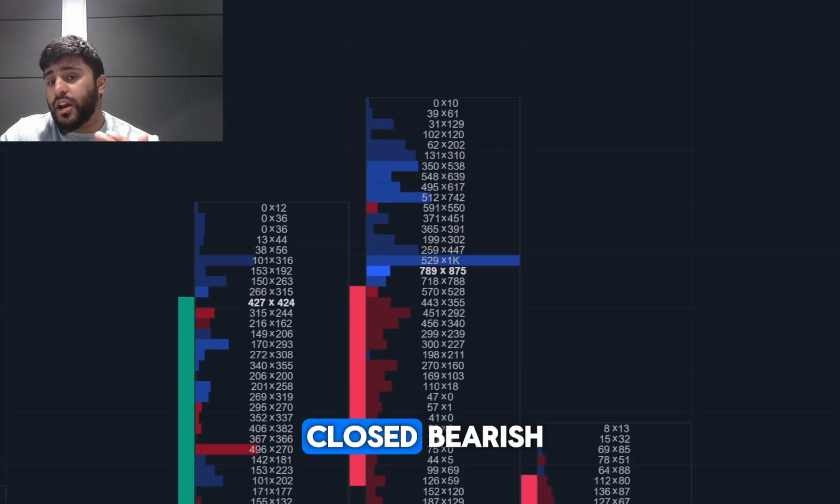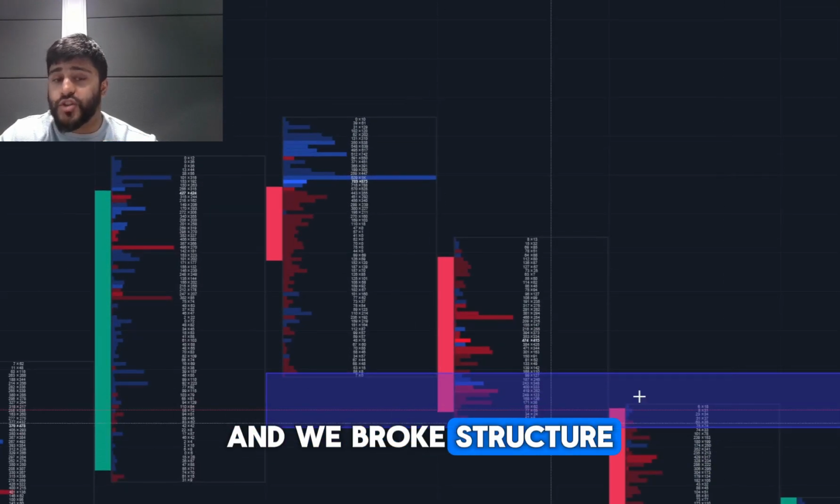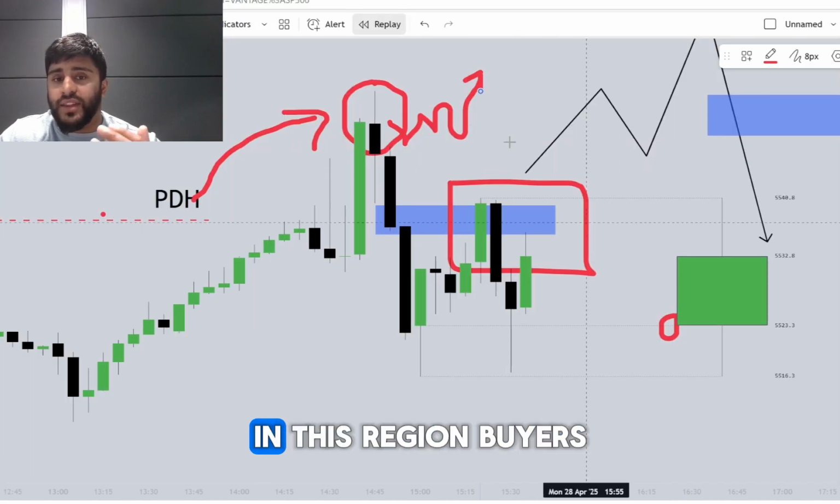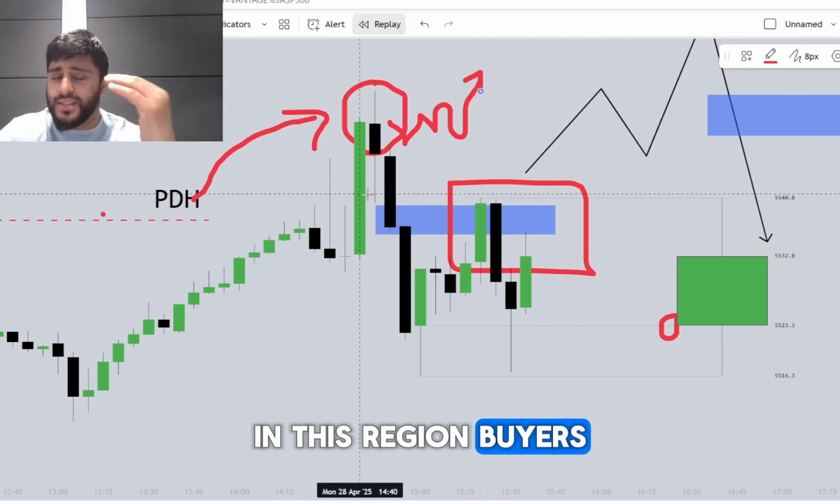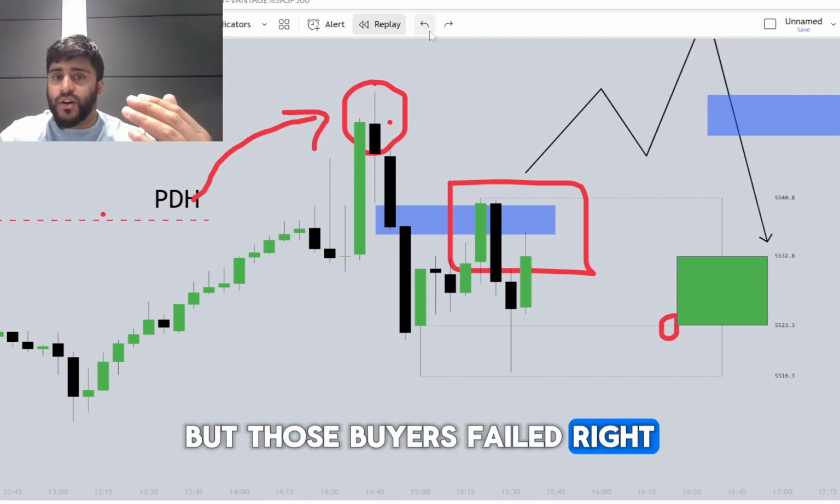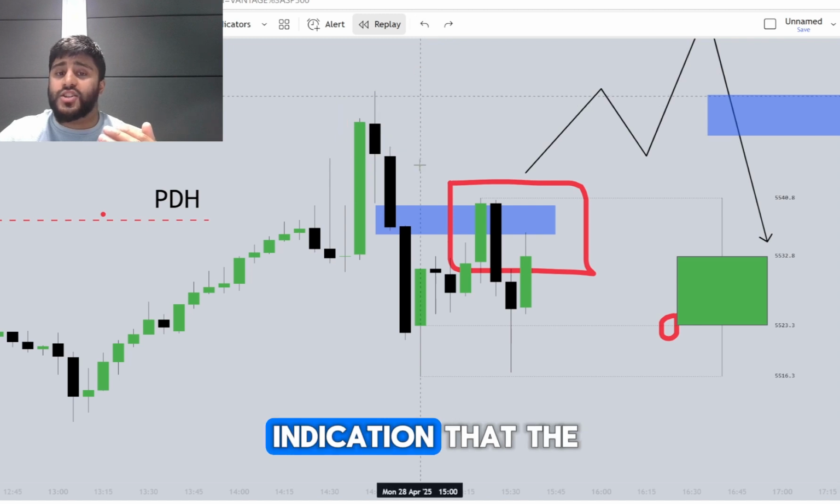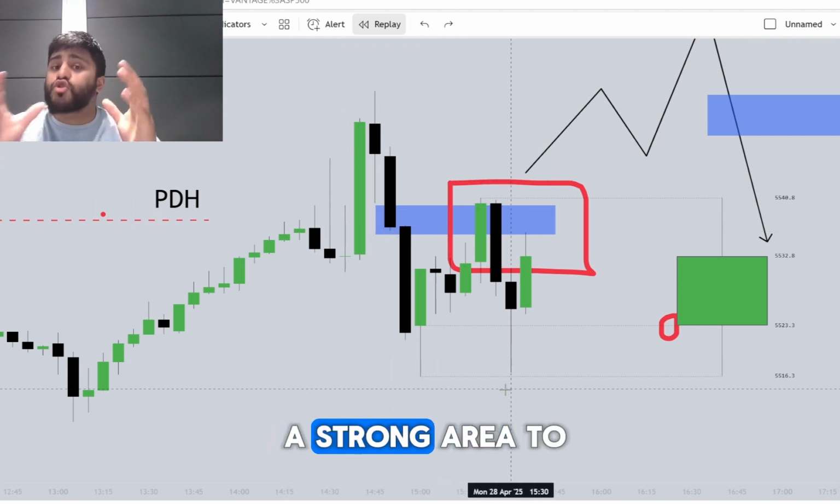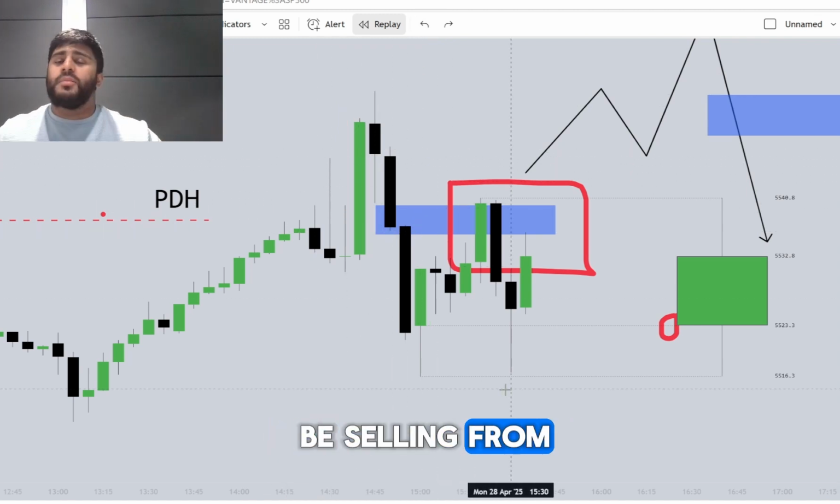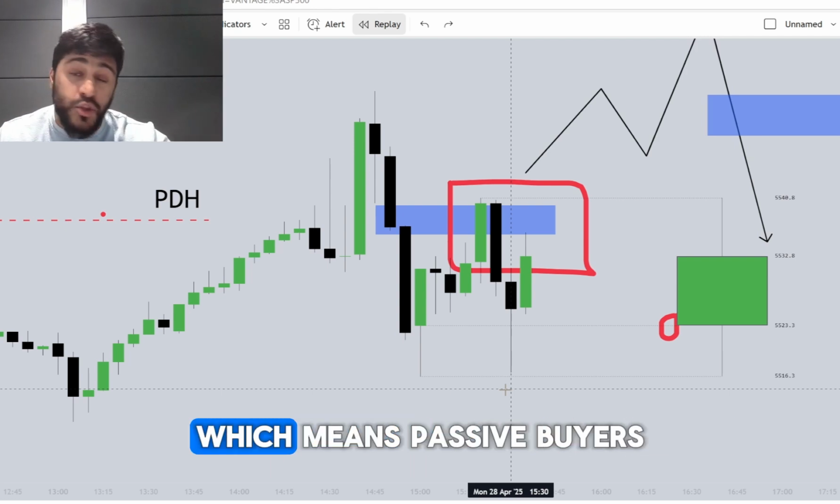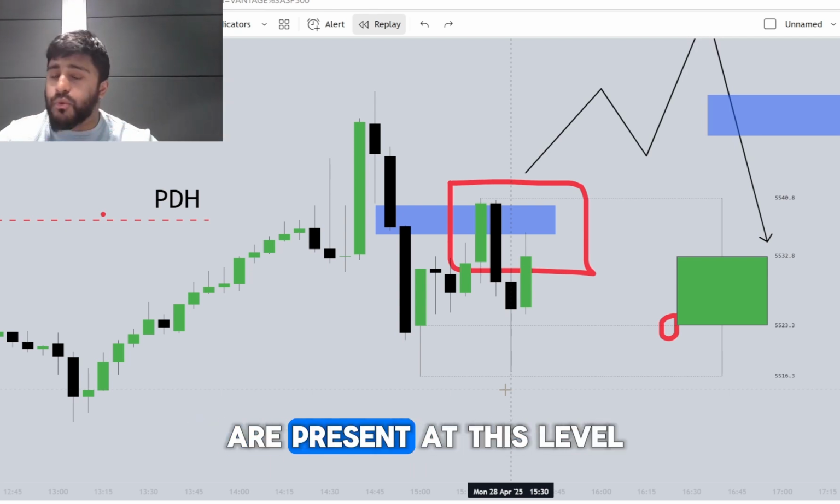Despite that, the market closed bearish and we broke structure to the downside. So you want to ask yourself, in this region, buyers stepped into the market, but those buyers failed, right? That automatically gives you indication that this area is a strong area to be selling from because aggressive buyers have failed, which means passive buyers are present at this level.